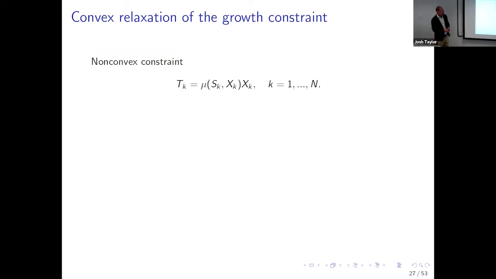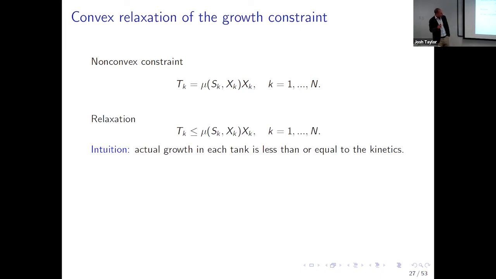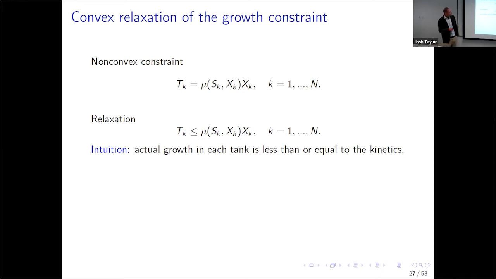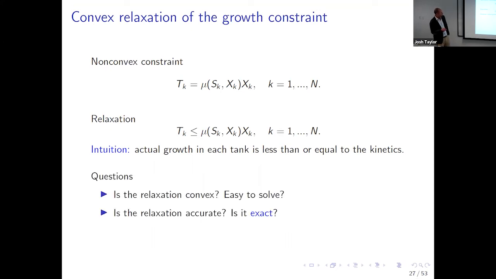Okay, so here is the non-convex constraint we really care about. And our relaxation is just to replace that equality with a less than or equal to. There's some clear intuition for what this means. T is the variable showing up in all of the physical constraints and the objective. So what we're doing is we're saying that the actual microbial growth in each tank is less than or equal to what you get from the kinetics. Whereas in the actual model, it's strictly equal. It's actually equal to it.